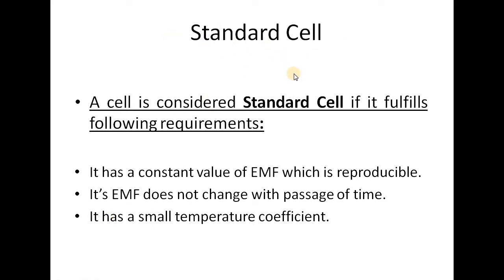Now, what do we mean by a standard cell? A cell is considered a standard cell if it fulfills the following requirements. First one, it will have a constant value of EMF which is reproducible. By again and again measuring the EMF of the cell, we are getting the same EMF. So it means that the standard cell is the cell whose EMF value is almost constant.